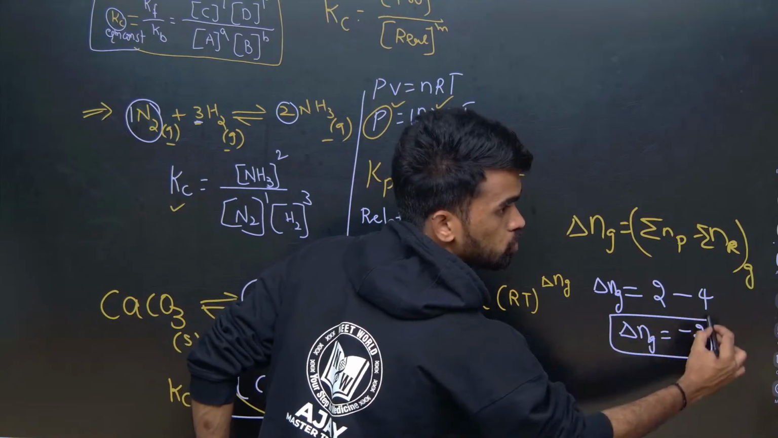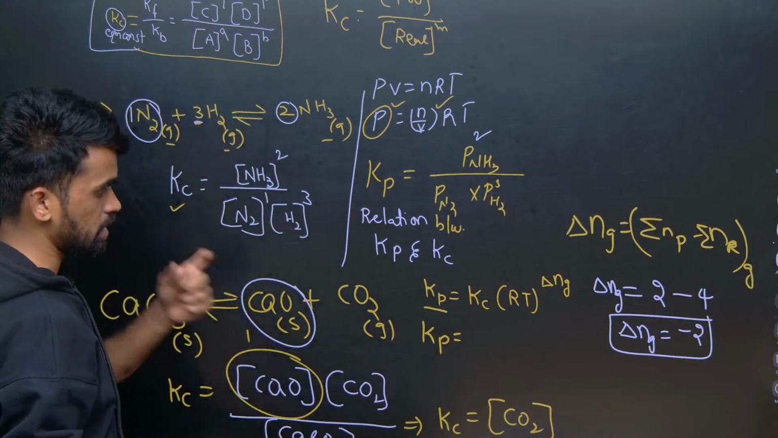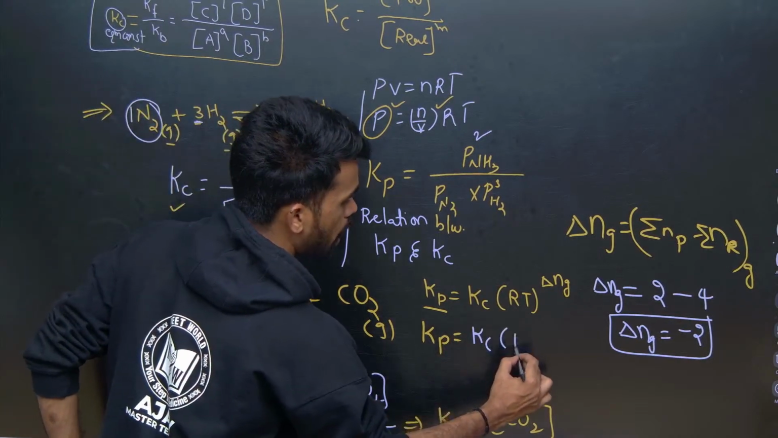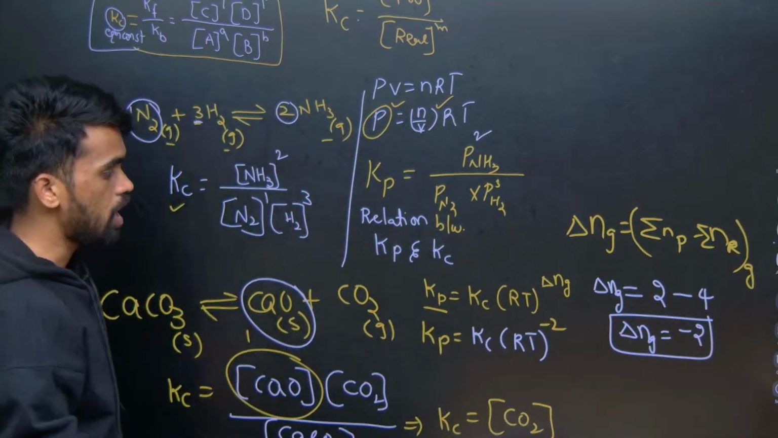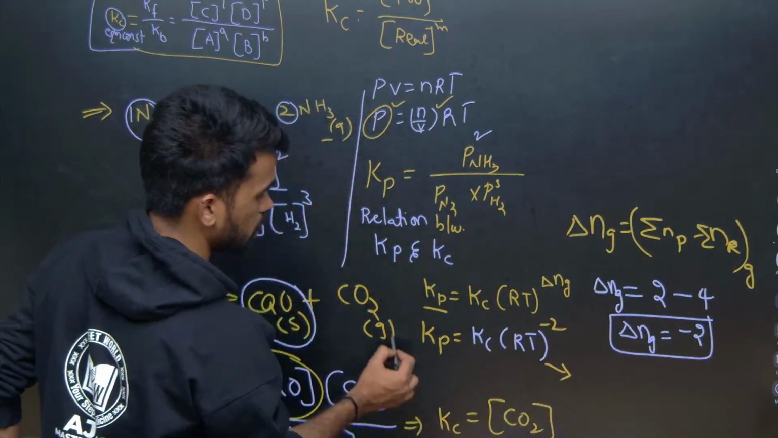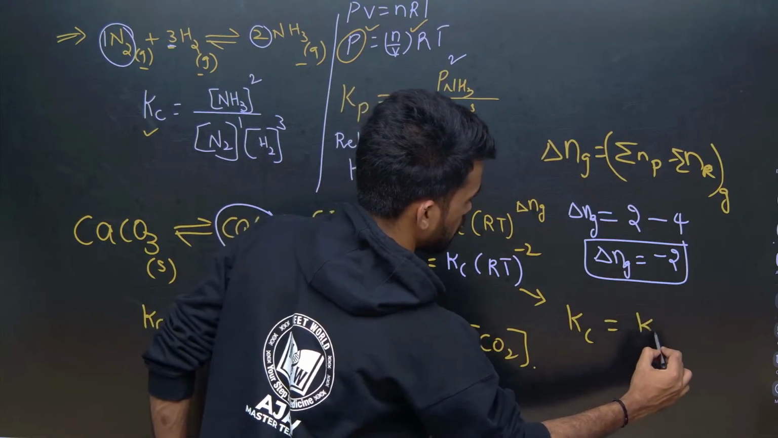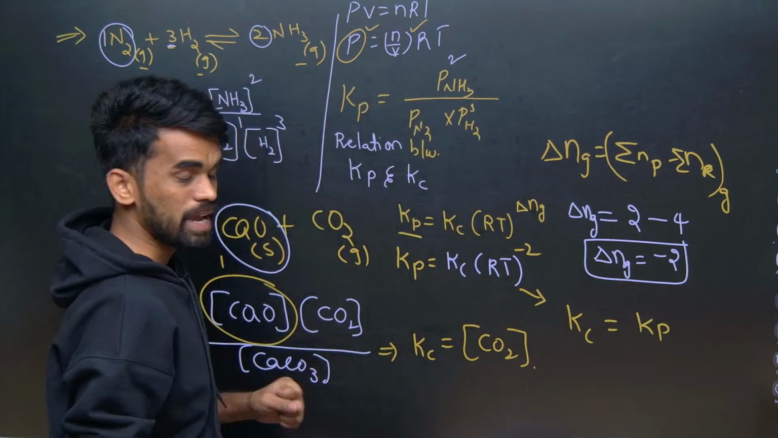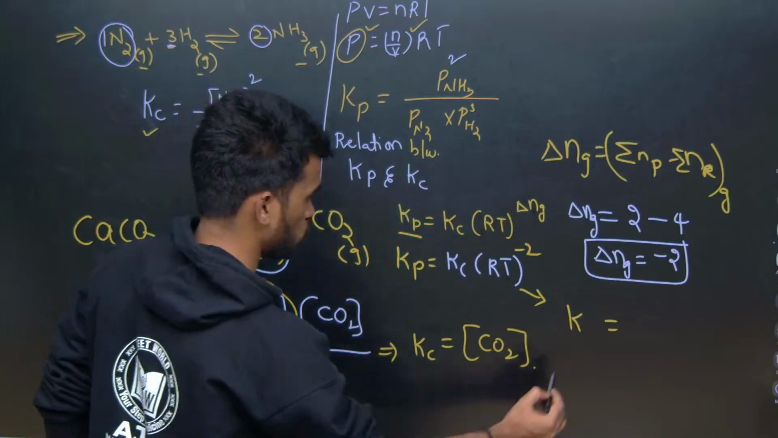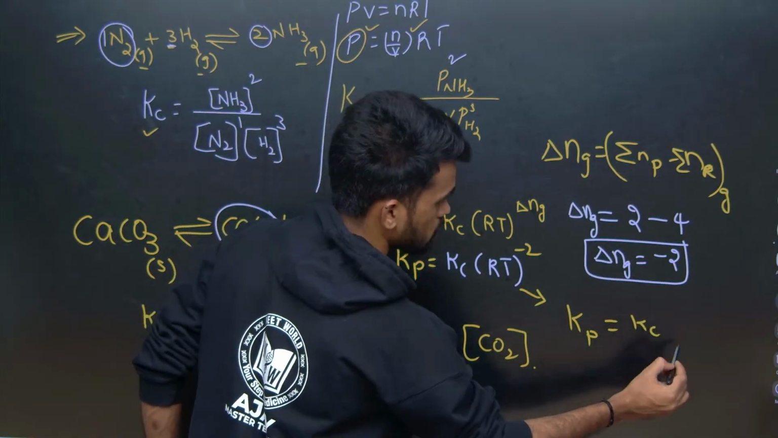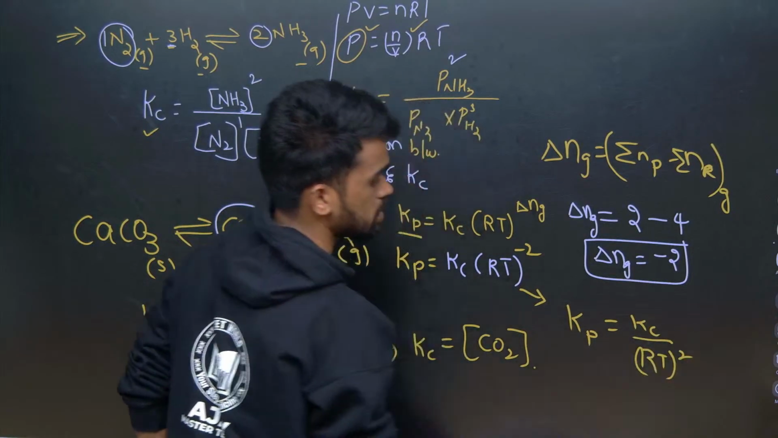I hope it is clear up to this point. Now Kp for this reaction equals Kc RT power, what is the delta Ng? Minus 2. We can write it like this, or we can also write Kc in terms of Kp. Minus 2 means I can write it in this format also: Kp equals Kc by RT square, with RT square in the denominator.